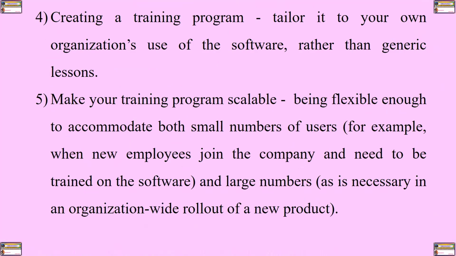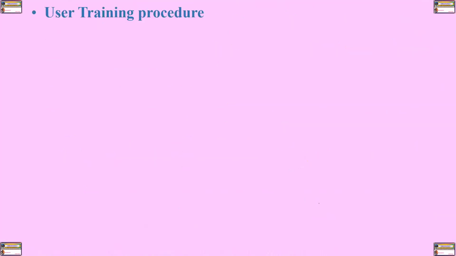Number 5 is to make your training program scalable. Being flexible enough to accommodate both small numbers of users, for example, when new employees join the company and need to be trained on the software, and large numbers, as is necessary in an organization-wide rollout of a new product.